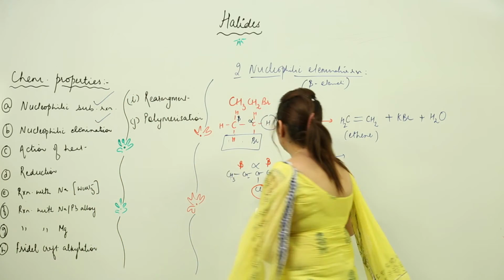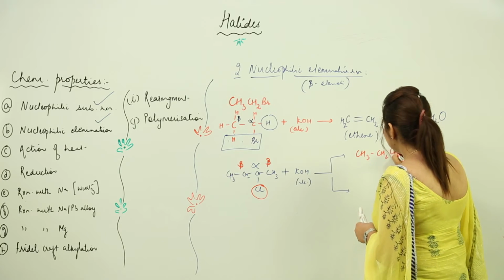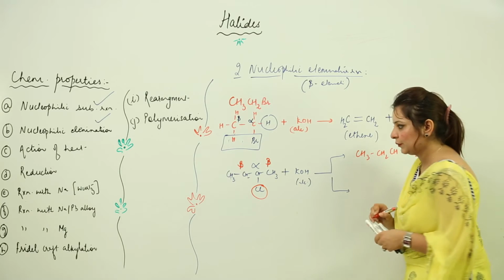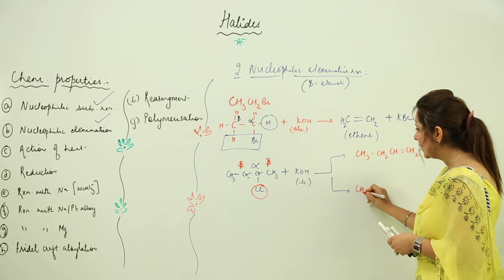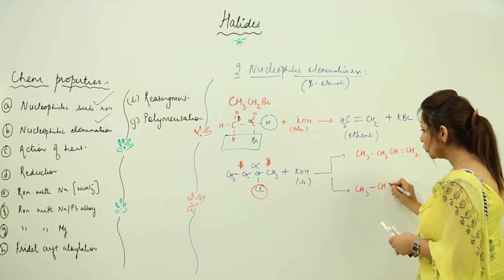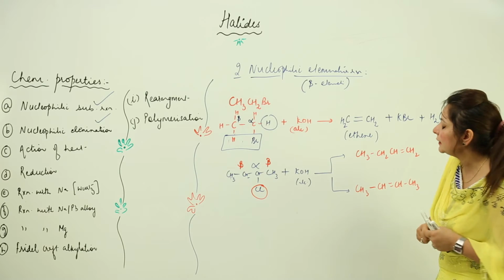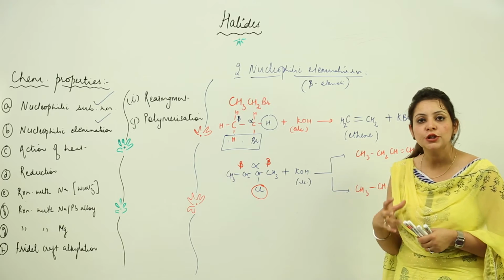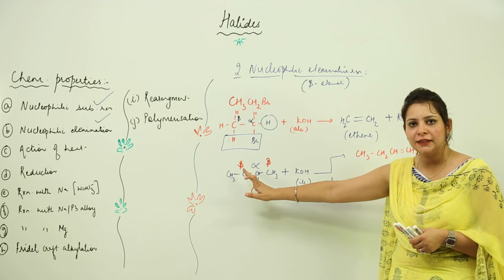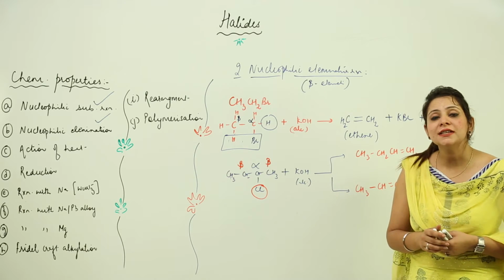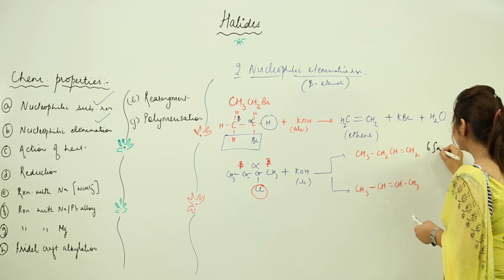If you remove from this one, you will get a compound like CH3CH2CH=CH2. And if you remove the hydrogen from the other beta, you will get CH3CH=CHCH3. Now the question is, we can do a beta elimination in two ways, by removing the hydrogen from this beta or from that beta. Which product will be the major product? Here we obey a rule called Saytzeff's rule.